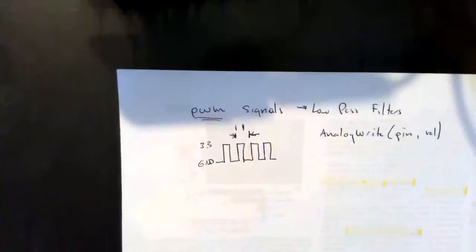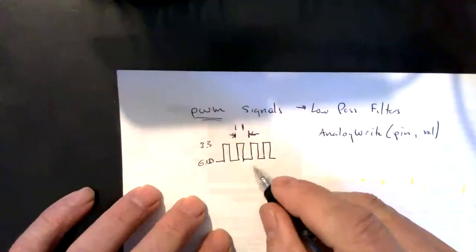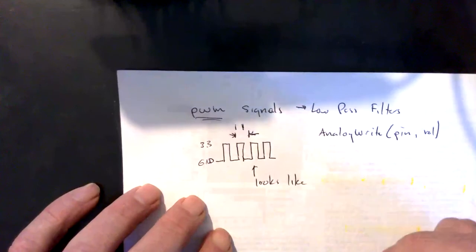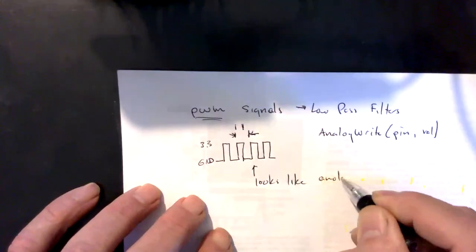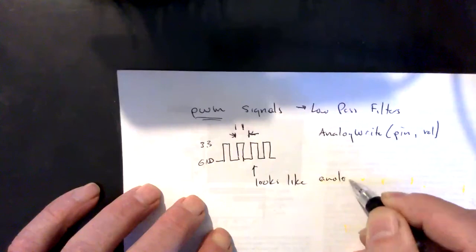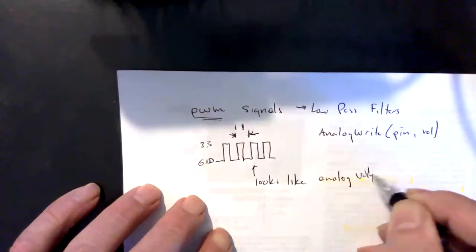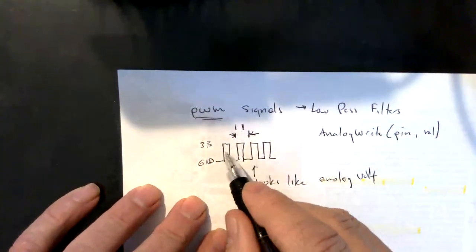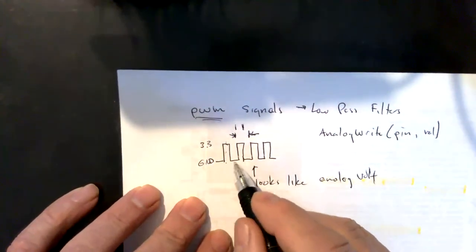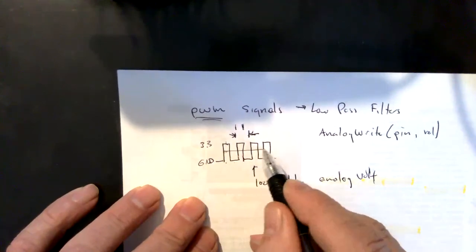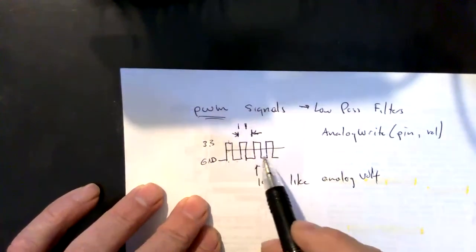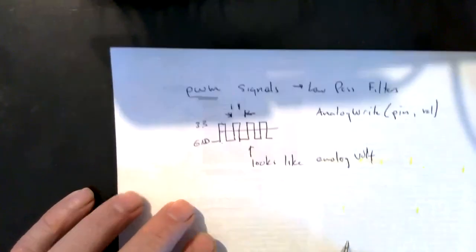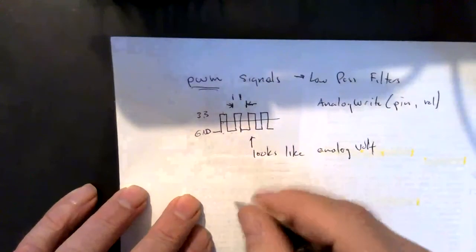So the deal is that this thing looks like an analog voltage on a slow time scale. If this is half the time up and half the time down, then it looks like this voltage. But it's really not this voltage, but we can convert it to that voltage. And the way we do that is with a low-pass filter.